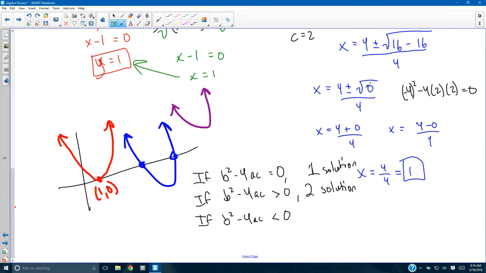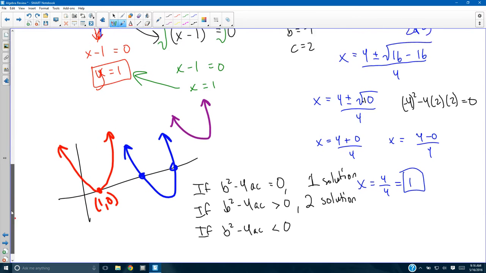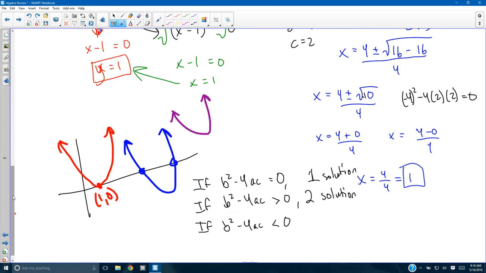Now I want you to think about this one. Let's call this 10 again. Let's call it negative 10. Try that on your calculator. Square root of negative 10. It's going to say something like domain error.